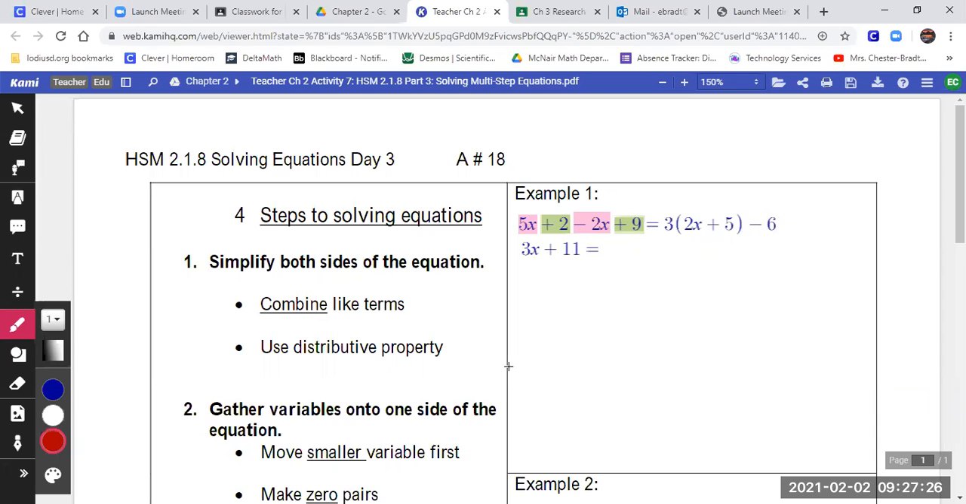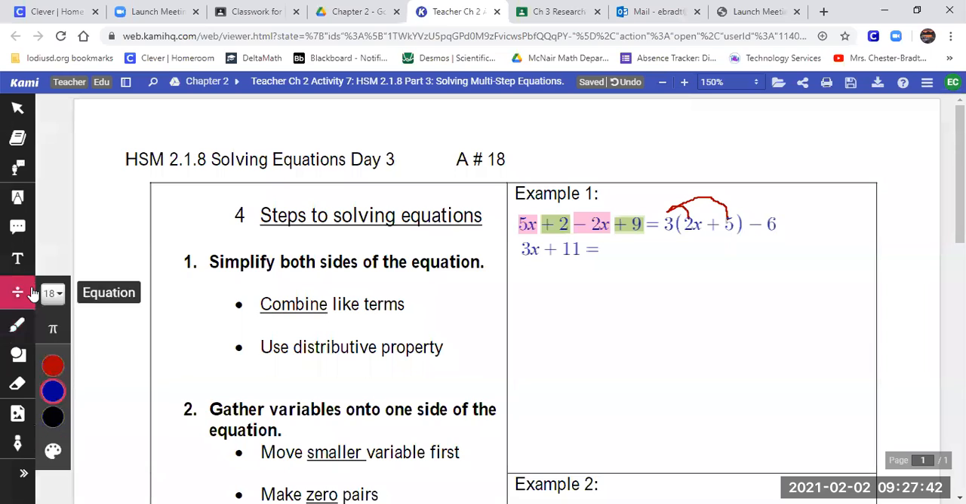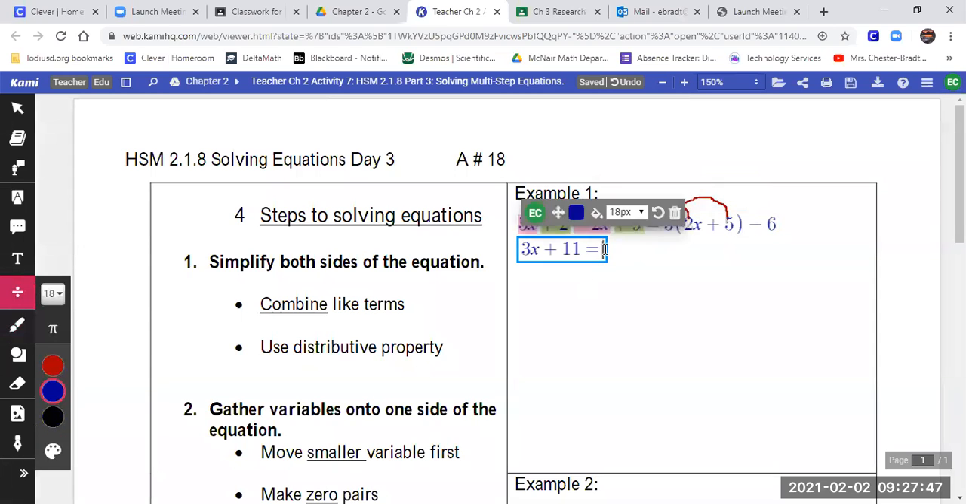So we're gonna put our rainbow in. I switch to my pen and I'm gonna connect my 3 to my 2x and my 3 to my positive 5. To remind myself, I have to multiply both of them times that 3, not just one or the other, but both of them. So if I do a 3 times a 2x, what am I going to get? I'm going to get a 6x, yes.